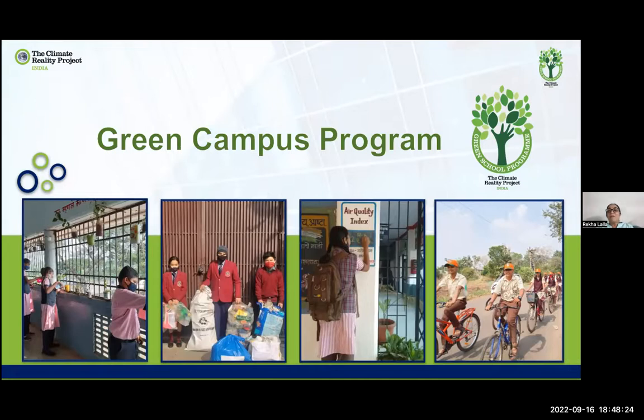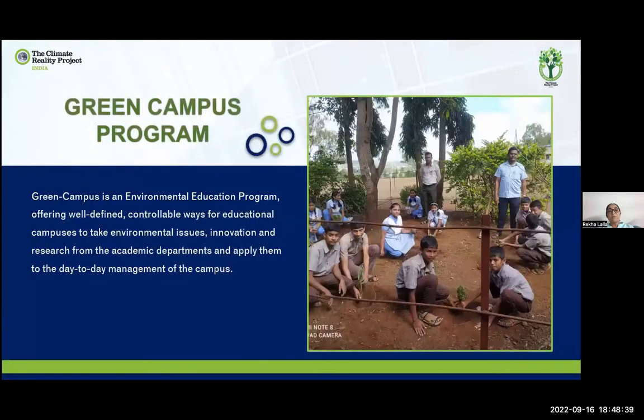We have this Green Campus Program. We thought, why not teach the students how to change their lifestyle? Infrastructure and lifestyle change are required, so that is why we started the Green Campus Program. We went to different campuses, and we thought environmental education should be a part of it, and they should know and make their own carbon footprint. So that is why we started.